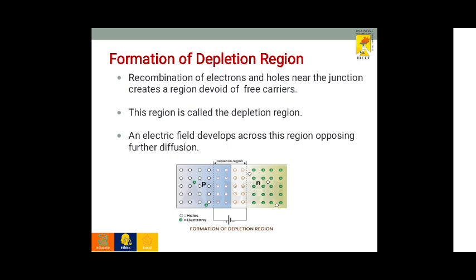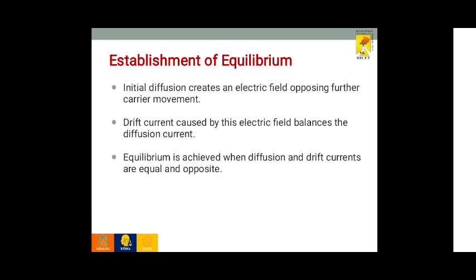Formation of depletion region. Depletion is nothing but the recombination of electrons and holes near the junction. We are connecting a P-type substrate and an N-type substrate. It will create a recombination of holes and electrons. This region is called a depletion region. An electric field develops across this region, opposing the further diffusion process.